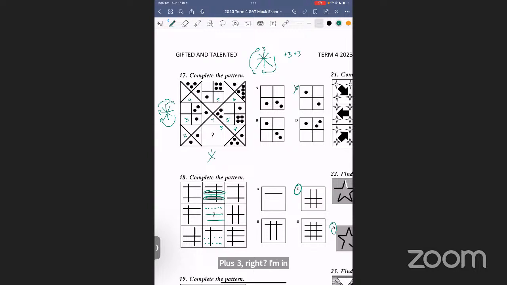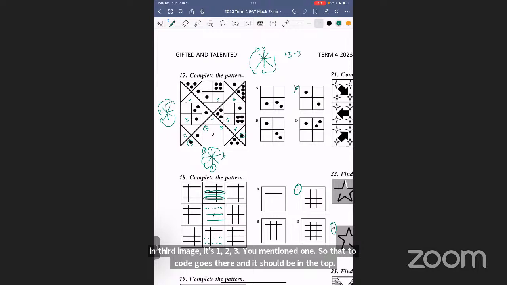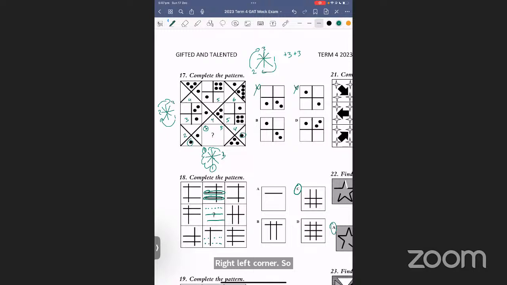And then in the final row, in the first image, the 1 dot, we don't know which one it is. But in the last image, it's here. So I'm going to do that as 3. If you go backwards 1, 2, 3, in the second image, it should be there. And in the third image, it's 1, 2, 3, image 1. So that dot goes there, and it should be in the top left corner. So we know that the answer can't be A, because this individual dot has to be in the top left.